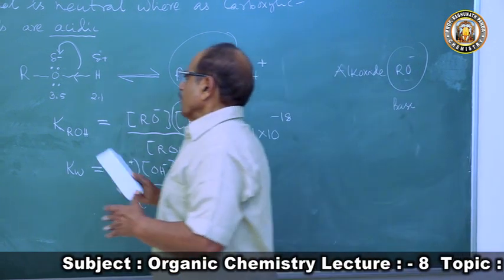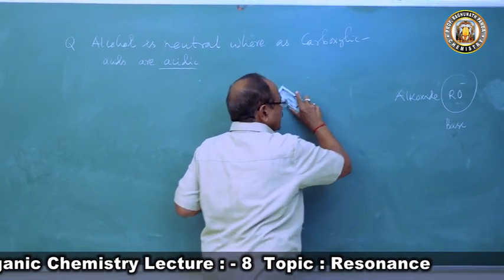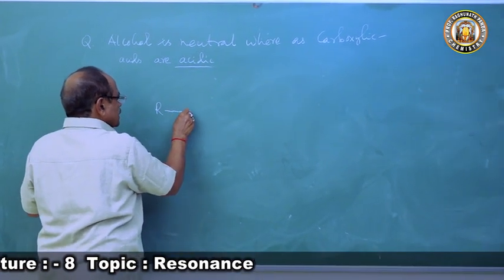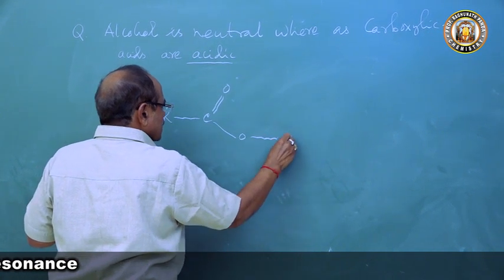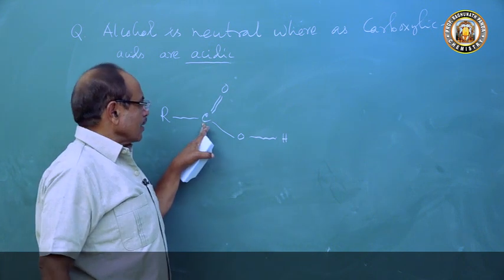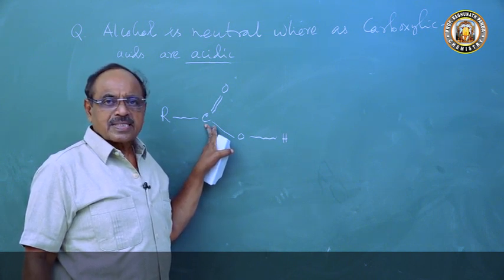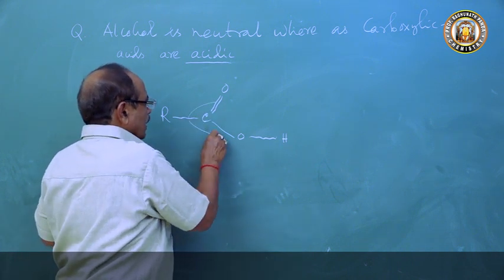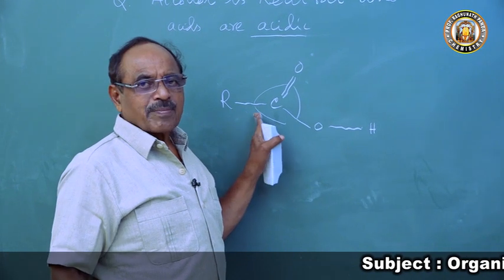Now let us come to carboxylic acid, RCOOH. Somebody may ask, sir, why are you writing the structure of this? Because a student of chemistry knows the carbon atom is in the sp2 hybrid state. When the carbon atom is in the sp2 hybrid state, these bond angles are expected to be approximately 120 degrees. Hence, I am writing the structure like this.